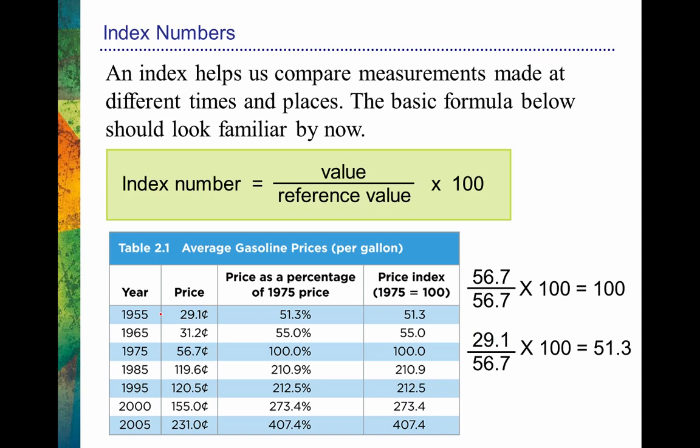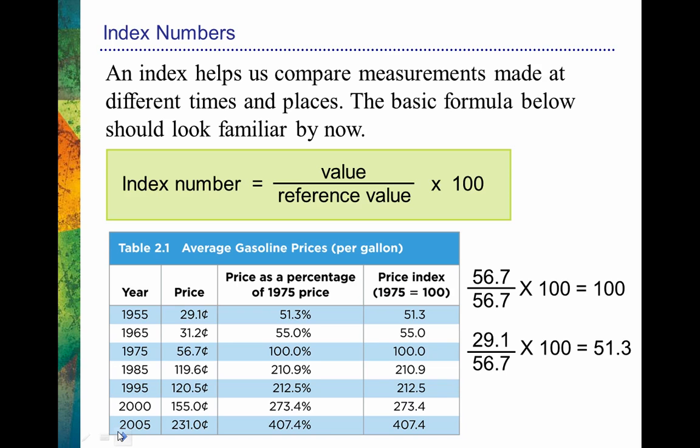We know that if we're trying to explain 1955 prices, which are cheaper, we should find a percentage that's less than 100%, because the gas prices in 1955 are just 51.3% of the gas prices in 1975. So it's about half what people were paying in 1975. So let's go through another example.